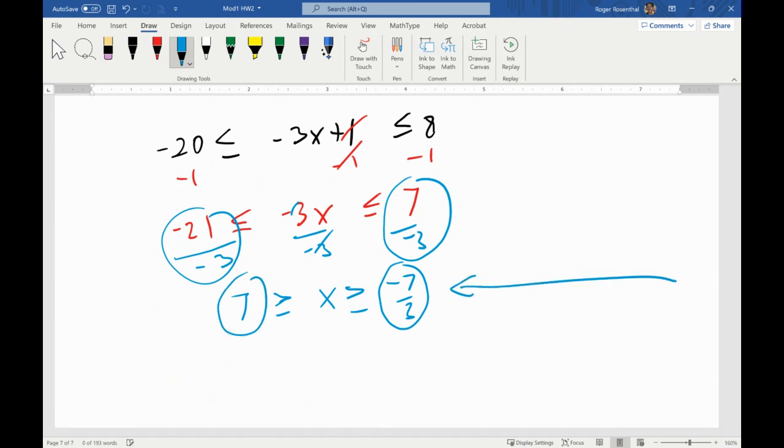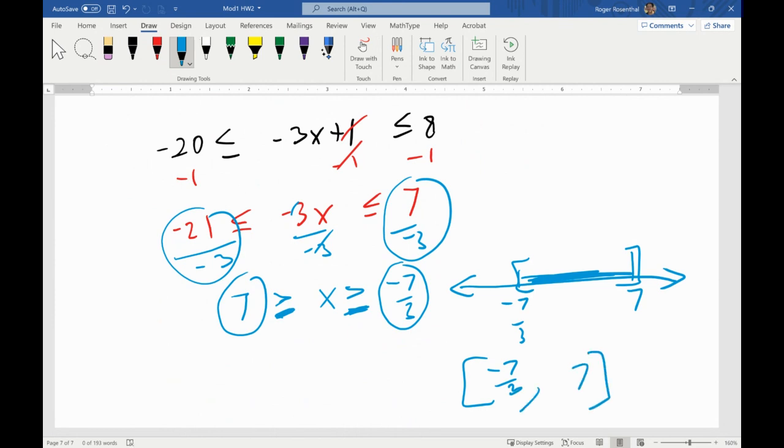Be careful. -7/3 is on the left. 7 is on the right. We do have the equals on the bottom of each of these. So both of them are going to get brackets. So that's a picture of the answer with, of course, the middle shaded. And in interval notation, it is -7/3 to 7 with brackets on either end. So that is the solution to that one.